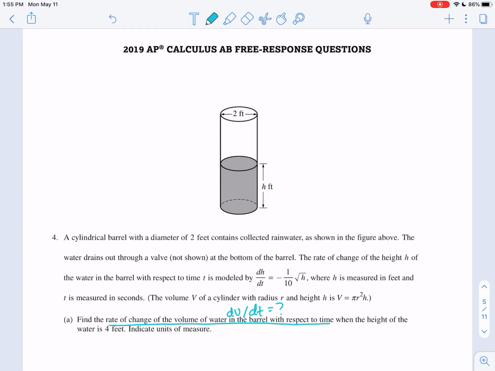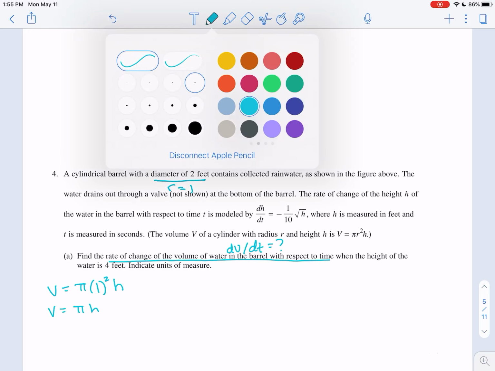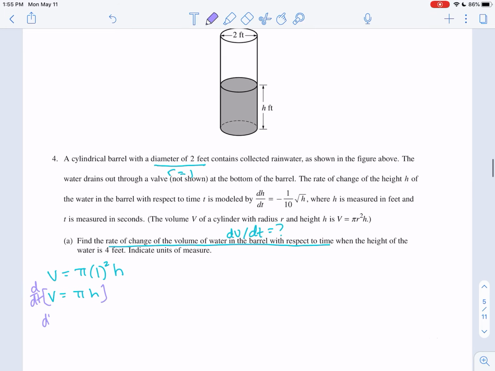Now notice they said the diameter was 2, so that means the radius is 1, and that's constant, so I can go ahead and plug that in. So I've got V equals pi r squared h. In other words, V equals pi h, correct? Okay, now let's take the derivative with respect to time, both sides of the equation. So dV/dt is equal to pi dh/dt, correct? Okay.